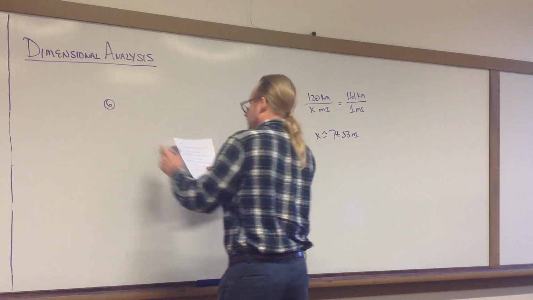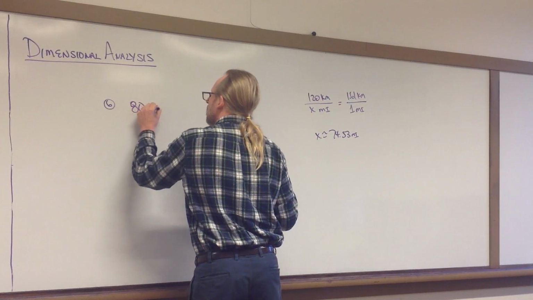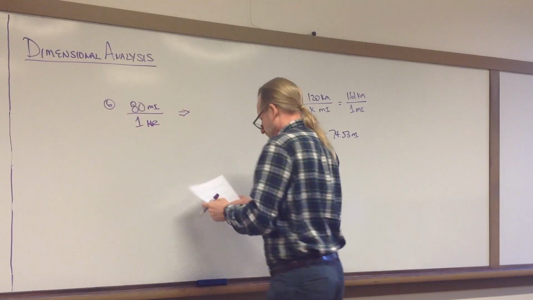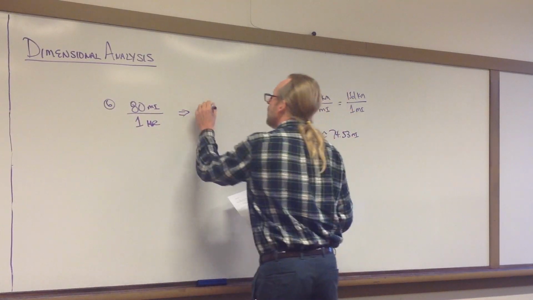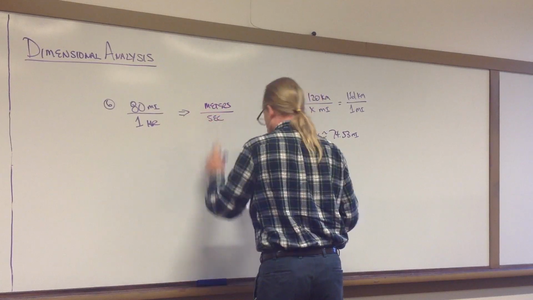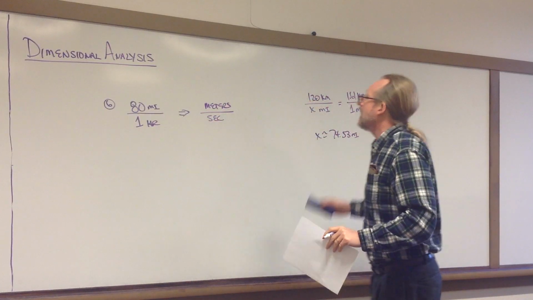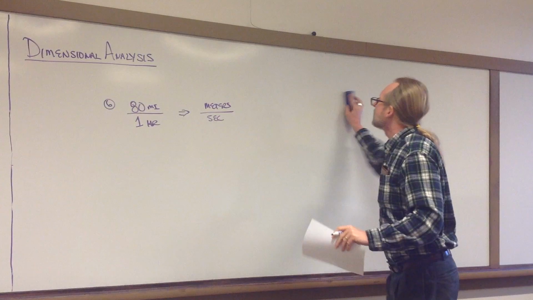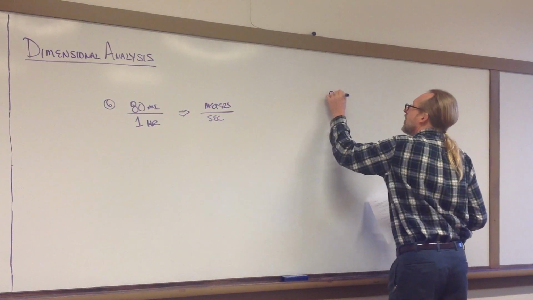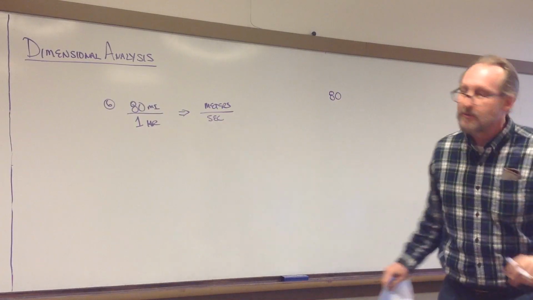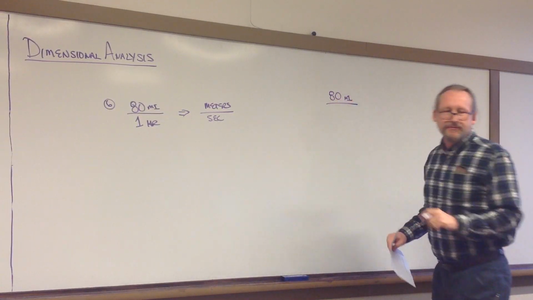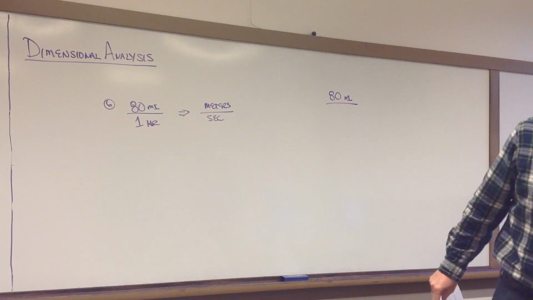Problem 6, what are we doing? 80 miles per hour, and we want to convert that into meters per second. So we're going to have to convert both the miles and the hours. Okay, well, let's see here. 80 miles. And what we've got is a conversion from miles to kilometers.